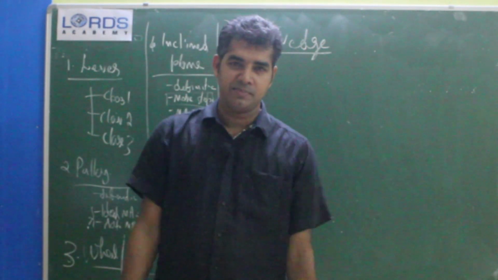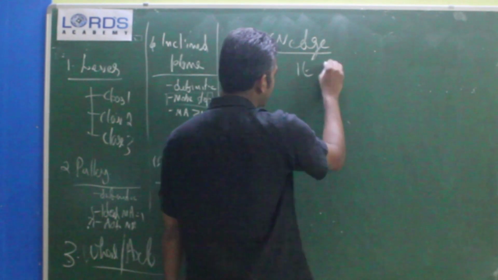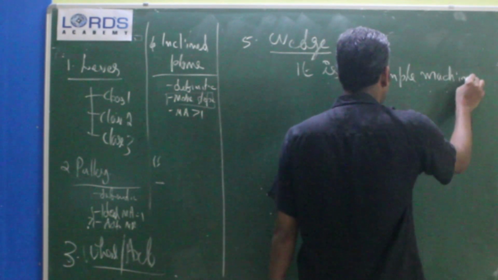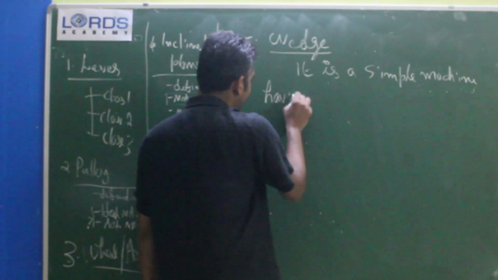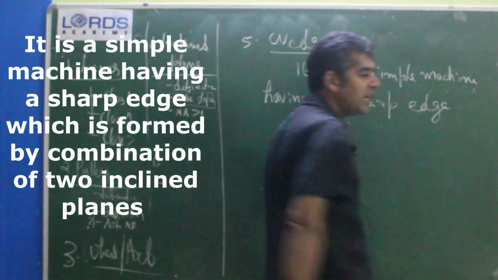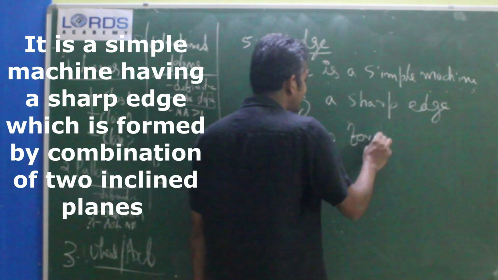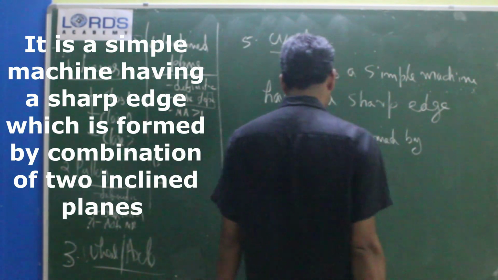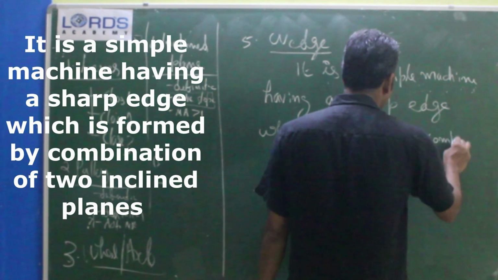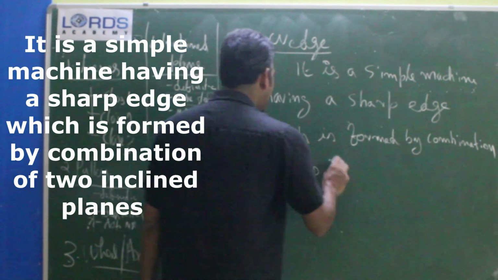What do you mean by wedge? How can we define? Wedge is a simple machine. It is a simple machine having a sharp edge which is formed by combination of two inclined planes.